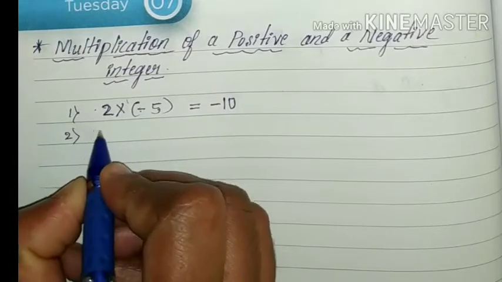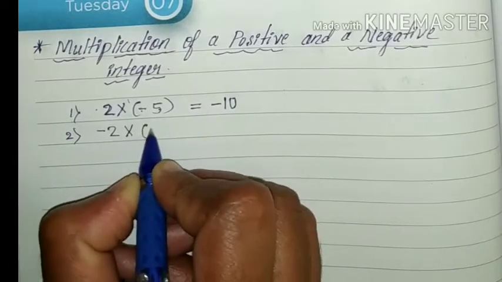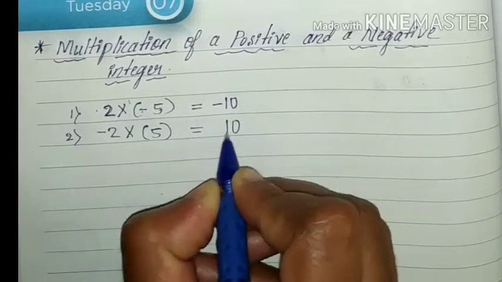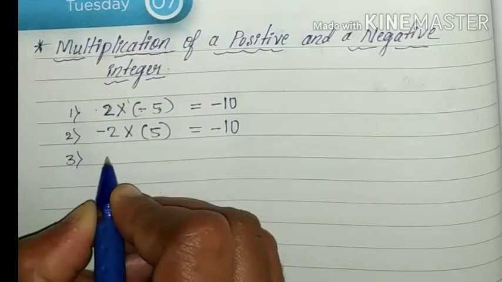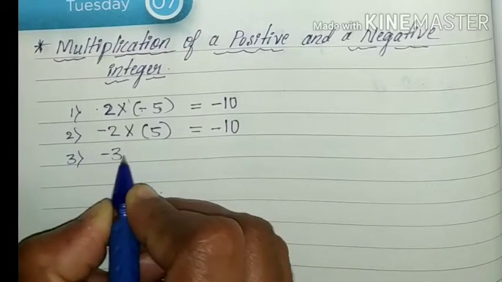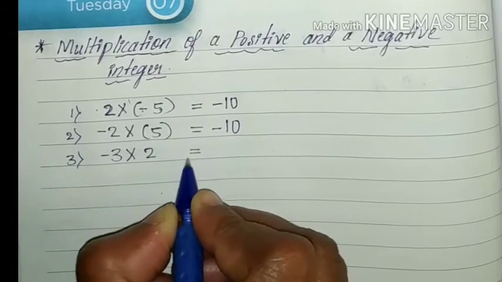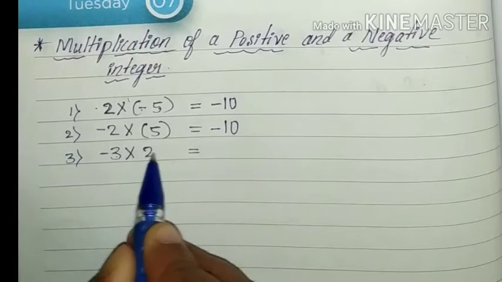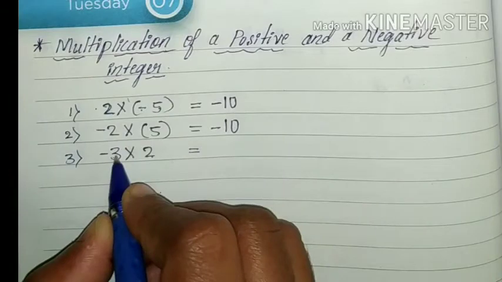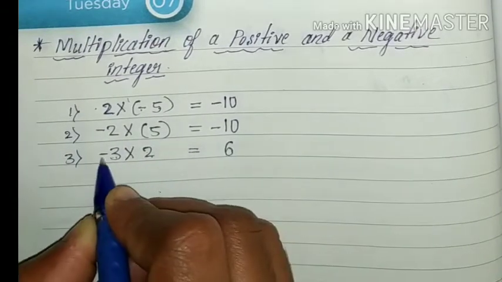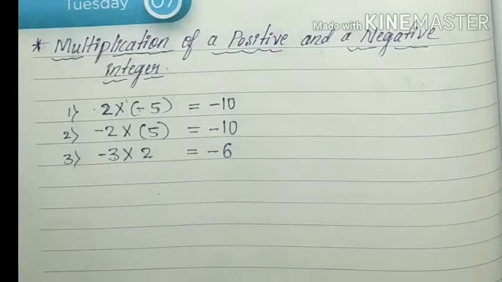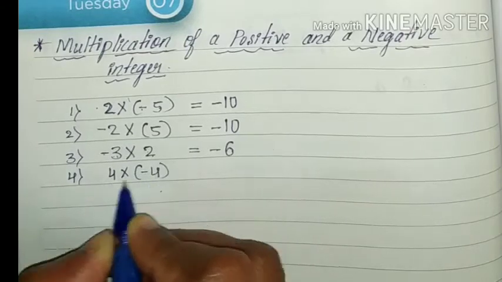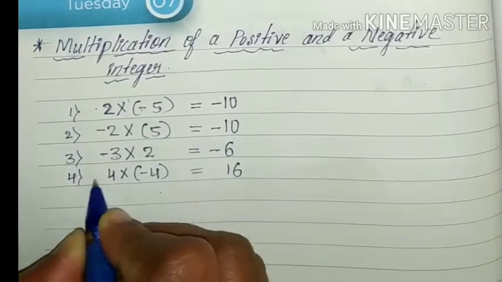And second problem, minus 2 into 5. That is also 2 5s are 10 and minus. Minus 3 into 2. Same as sign multiplication only, but here you have to multiply these two numbers as a whole. 3 into 2 is what? 6. And put negative sign. 4 into minus 4. 4 4s are 16 and minus plus is what? Minus.